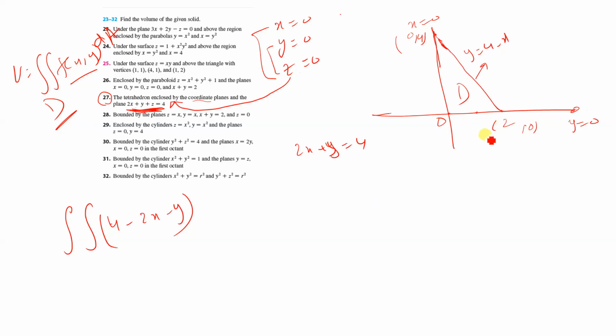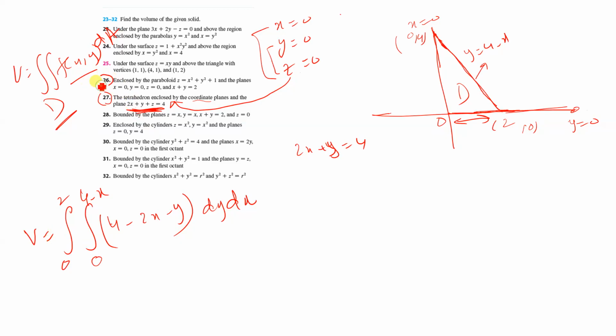We can see that x lies between 0 and 2, so let me write 0 and 2 here. And y lies between this line and this line. So y is bounded below by this line, that is why the lower limit for y is 0. And y is bounded above by this line, and along this line, y is equal to 4 minus 2x. So we can write 4 minus 2x here, dy dx, because these are the limits for x. And you can evaluate the volume. This is the volume of the tetrahedron.